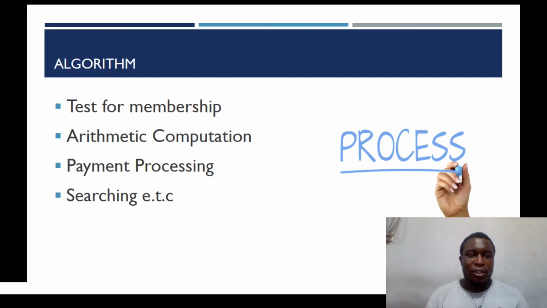So these are some examples of algorithms that we have: test for membership, arithmetic computation, payment processing, and a whole lot of other examples. These are just four that we are going to be talking about. We are going to be representing all this using an algorithm in this video. Let's just go with me.